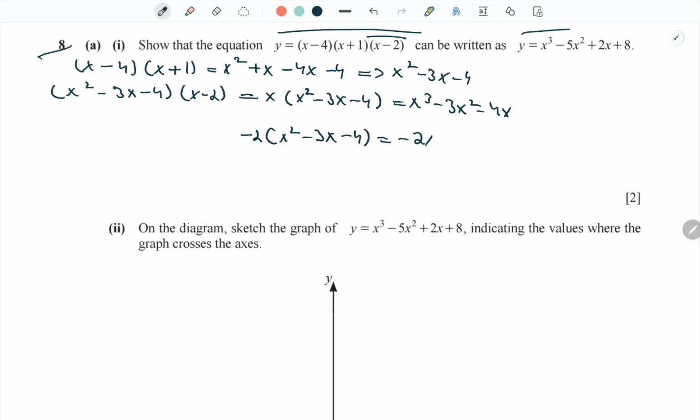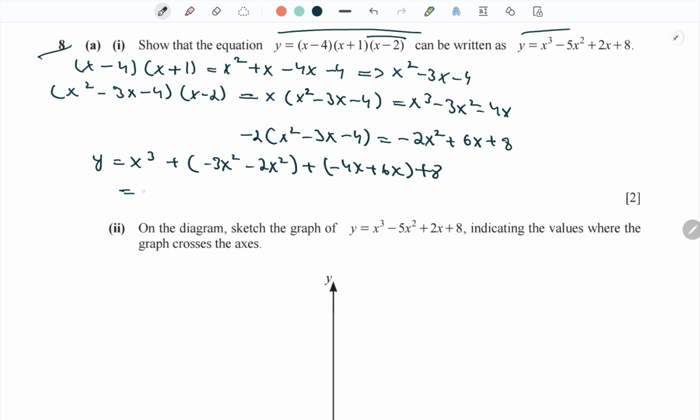So we get negative 2x square, positive 6x, and positive 4. Oh wait, positive 8. Right? So now we combine the like terms. So we have y equals x cube, then plus, now I just write the next one, that is negative 3x square minus 2x square, plus negative 4x plus 6x and plus 8.